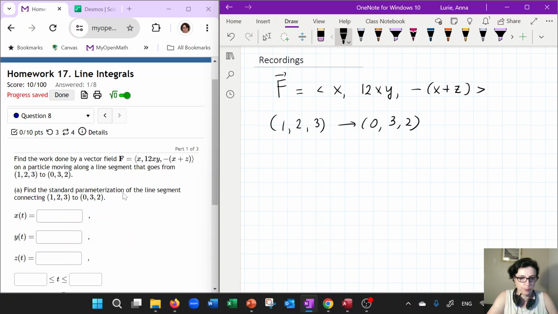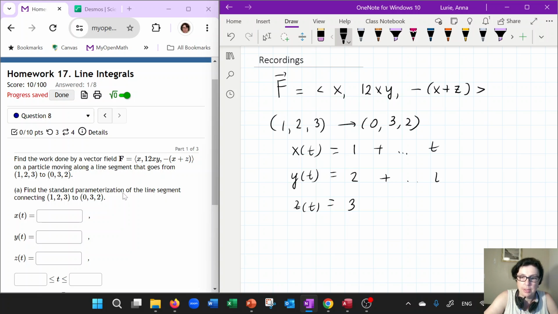Now, the first thing you have to do, and everybody has to know that, is how to make a parameterization for a line segment. That is actually very easy, but you need to practice. First, we are going to start with the point where the line segment starts. So that would be (1, 2, 3), and we just put 1, 2, 3, just like that. Then it's going to be plus something t, plus something t.